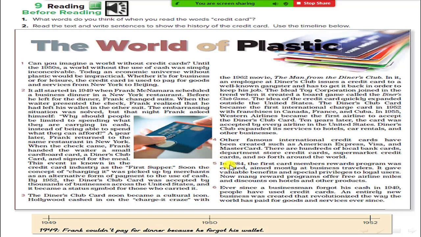Paragraph 5. In 1985, the first card members reward program was created, aimed mostly at business travelers. It gave valuable benefits and special privileges to loyal users. Privileges means benefits. Okay, this word privileges means benefits, to loyal users. Now many reward programs offer free airline miles and discounts on hotels and other products. Okay, thank you, Ahmed. And the last paragraph, number 6.